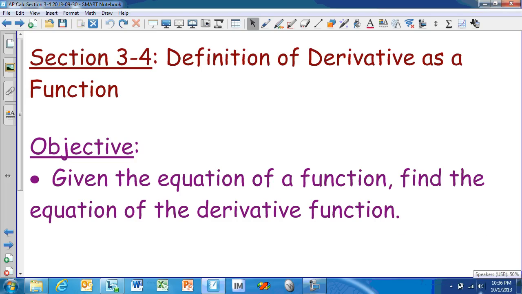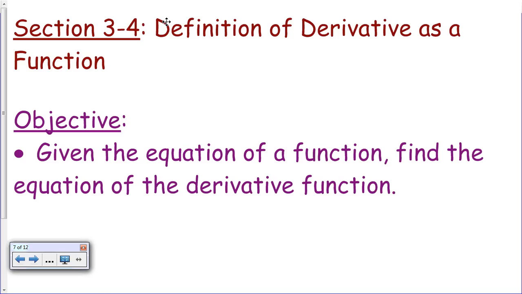Section 3-4 is on the definition of derivative as a function. The objective of this section, remember, is given the equation of a function, find the equation of the derivative function. And as you recall from the first half of this section, we were finding derivative functions by using the formal definition of the derivative function, which is that limit as h goes to 0 of that forward difference quotient.